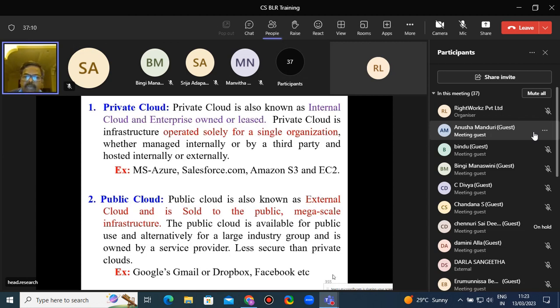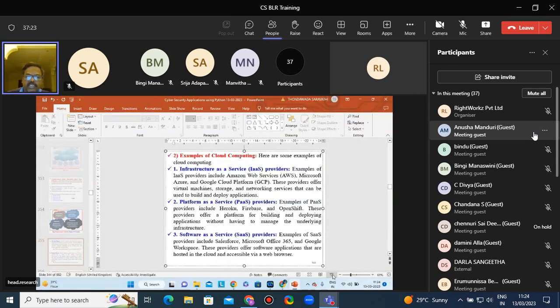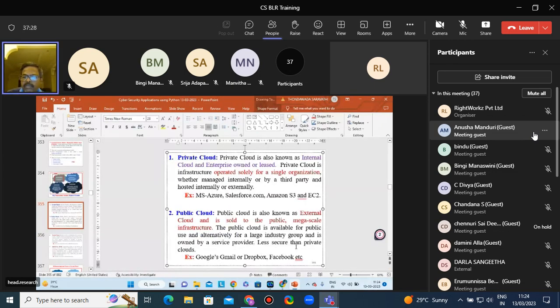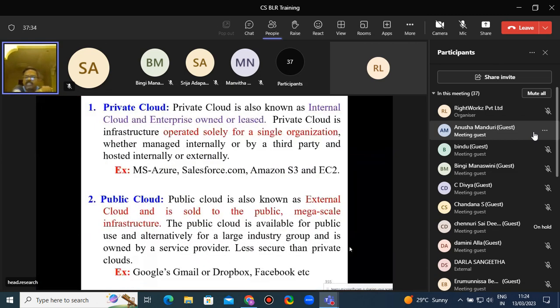Public cloud is also known as external cloud and is sold to the public, mega scale infrastructure. The public cloud is available for public use and alternatively for a large industry group and is owned by a service provider. Less secure than private clouds. Example: Google's Gmail, Dropbox, Facebook, etc.